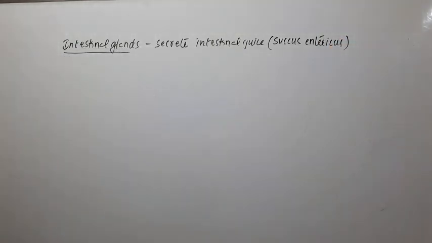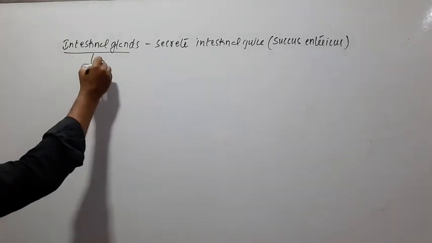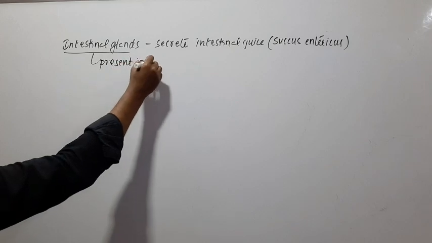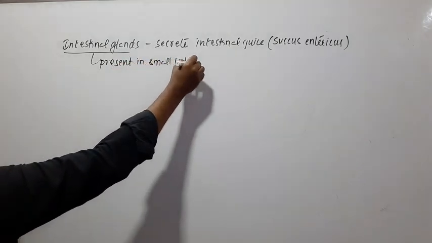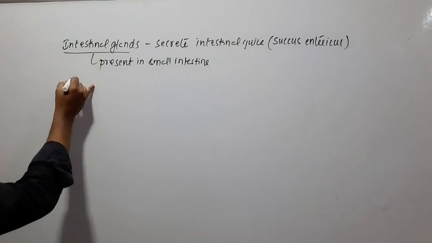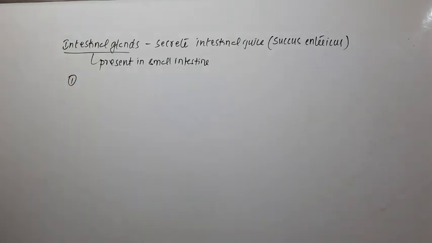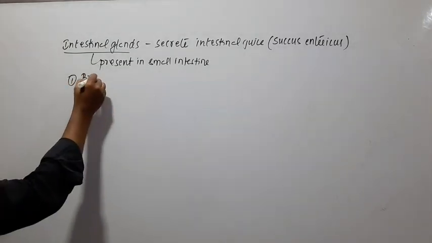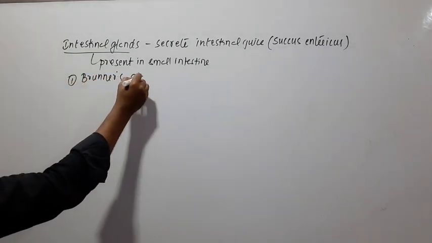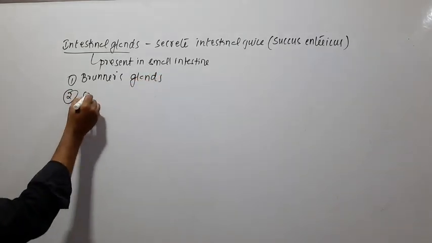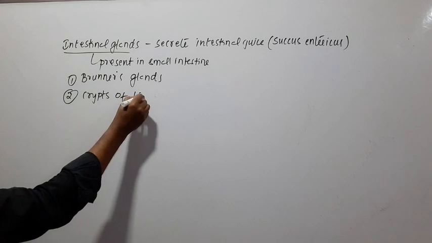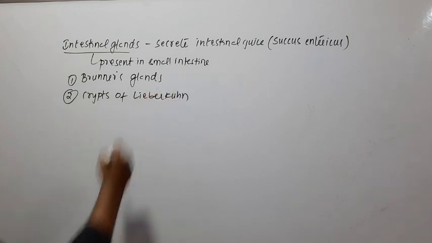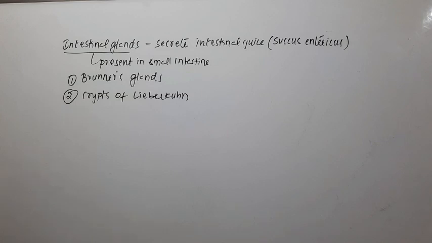Now, these intestinal glands, which are present in the small intestine, are of two types. One is Brunner's glands and another is called the crypts of Lieberkühn. The secretions from these two glands constitute the intestinal juice.